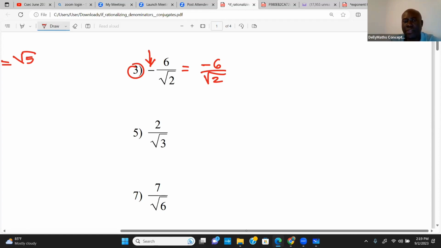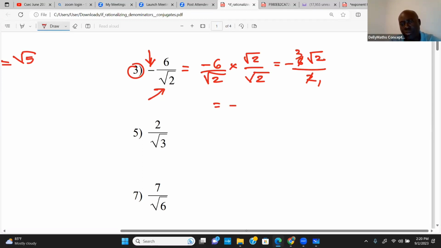Now, the aim is to get rid of this root 2. So I'm going to multiply my numerator and my denominator by the root of 2. So let's carry out the activity. This is going to give me 6 root 2 all over root 2 times root 2, which will give me 2. At this moment, I can cancel 2 into itself 1, and 2 into 6, 3. My final response would be negative 3 root 2.